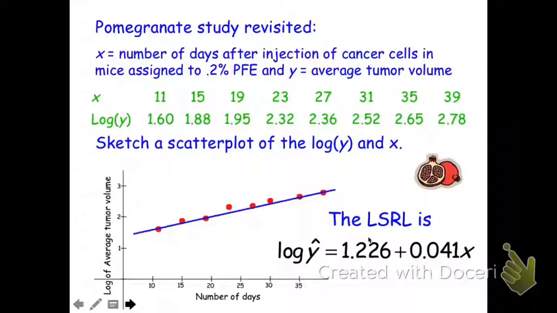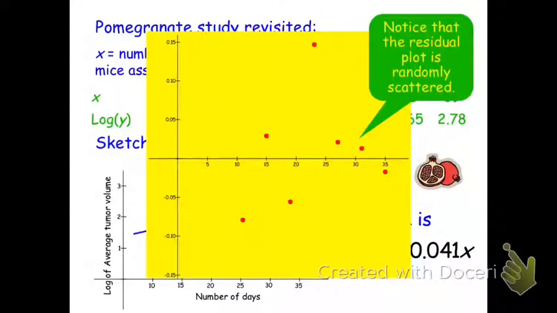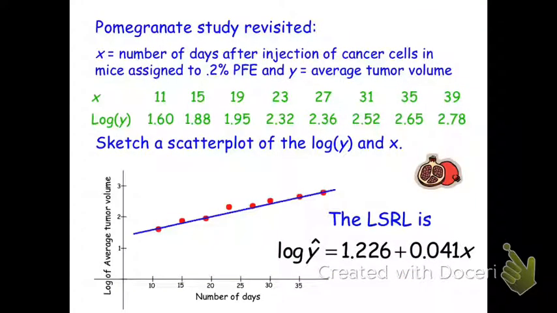When I calculated my stat calc 8 with list 1 and list 3, I got a residual plot that looked like this. This is scattered. So I'm going to go back and rewrite my LSRL like this. Now it's log of y hat equals 1.226 plus 0.041x. So the new LSRL has a log in your y. If it's still patterned, then I would go to the next step.